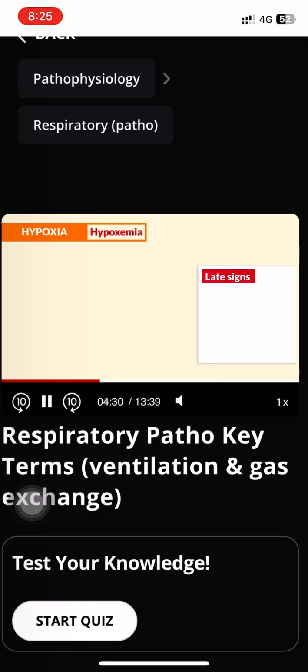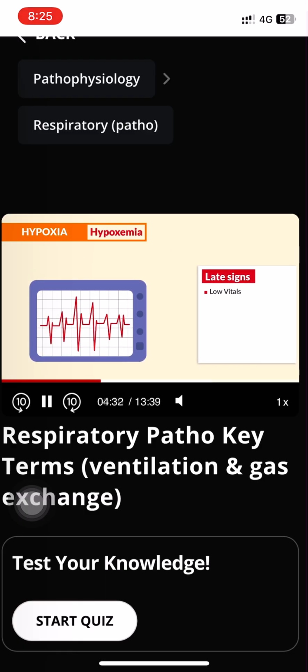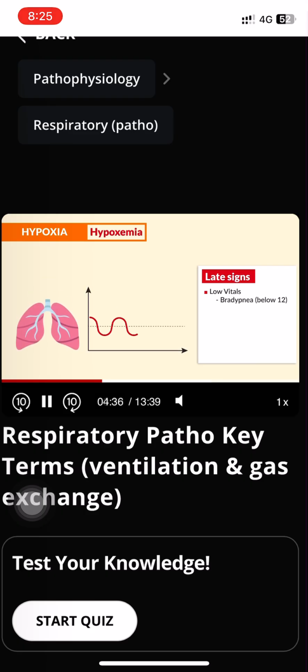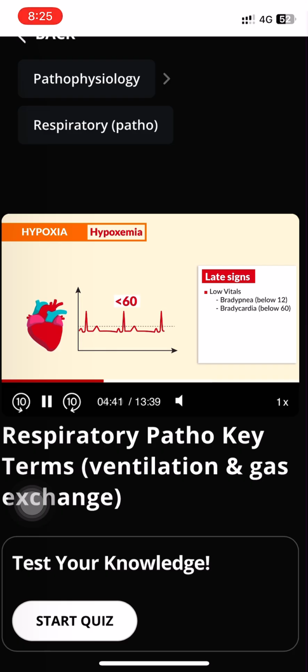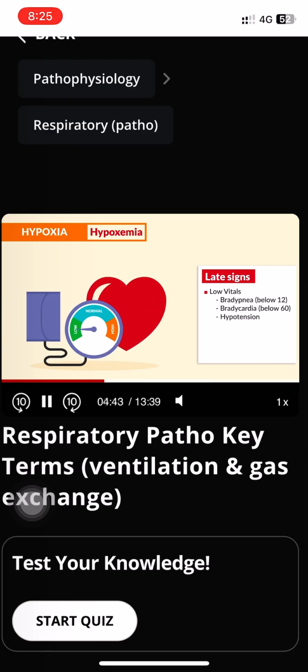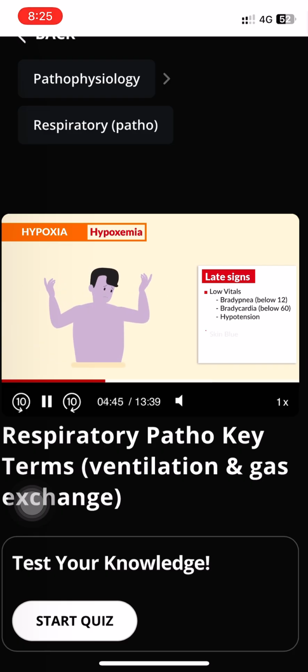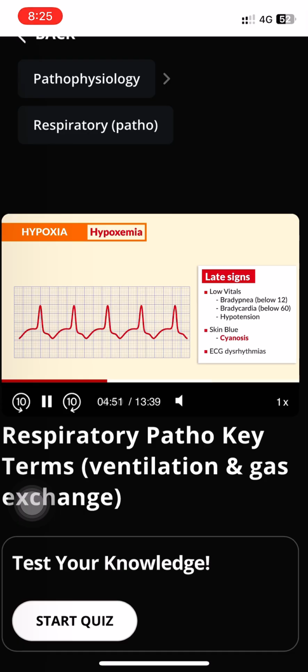And very late signs, we have low vital signs as the body fails to compensate. So we have low respiratory rate, known as bradypnea, bradycardia, that low heart rate, as well as hypotension. Now another late sign is skin that turns blue. This is called cyanosis. And one of the latest signs is ECG dysrhythmias, or basically funky heart rhythms, as the heart lacks oxygen.